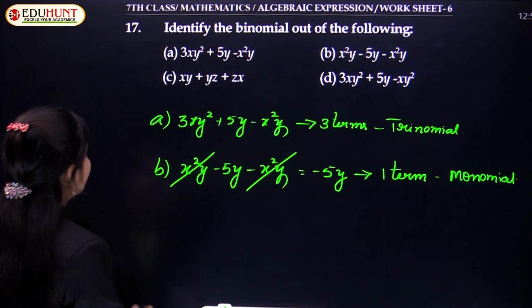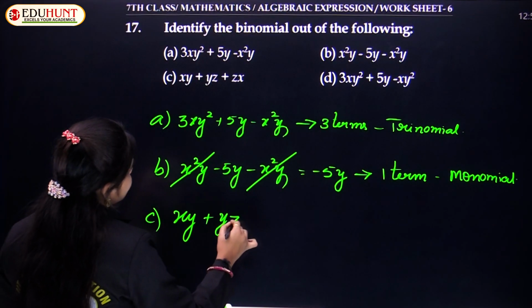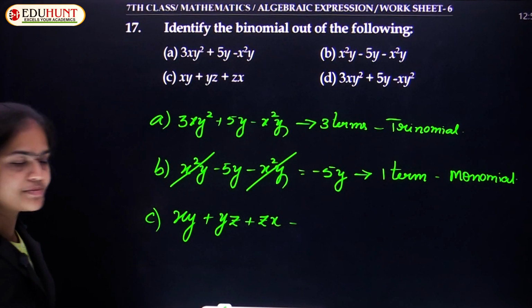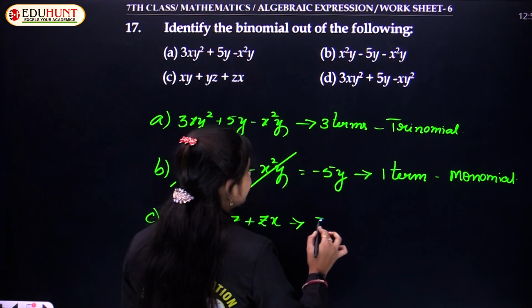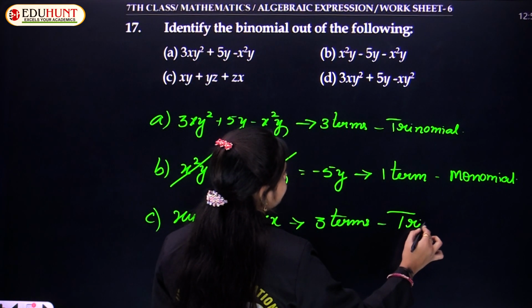Okay, next one. Option C, xy plus yz plus zx. All are different terms only. That's why this is having three terms. Again we will call this one a trinomial.